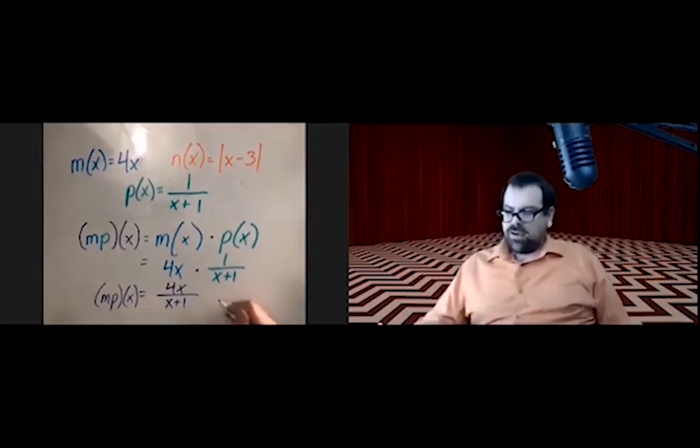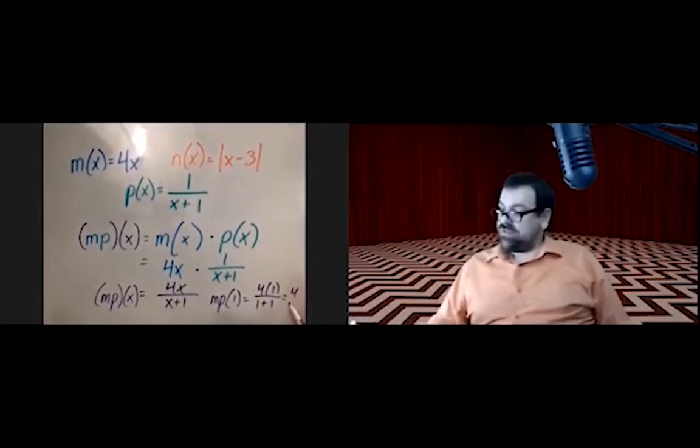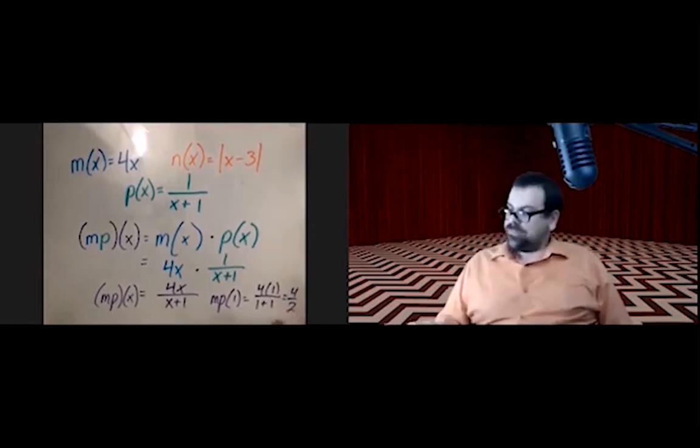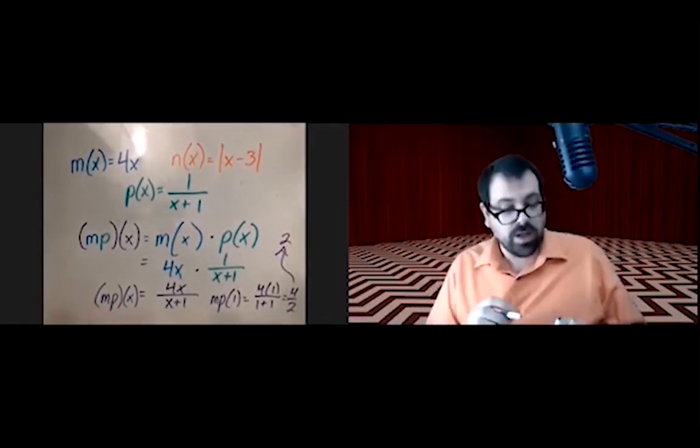And by the way, mp of 1 would be 4 times 1 over 1 plus 1, which is 4 over 2, which is 2. Just like we got when we did it the long way.